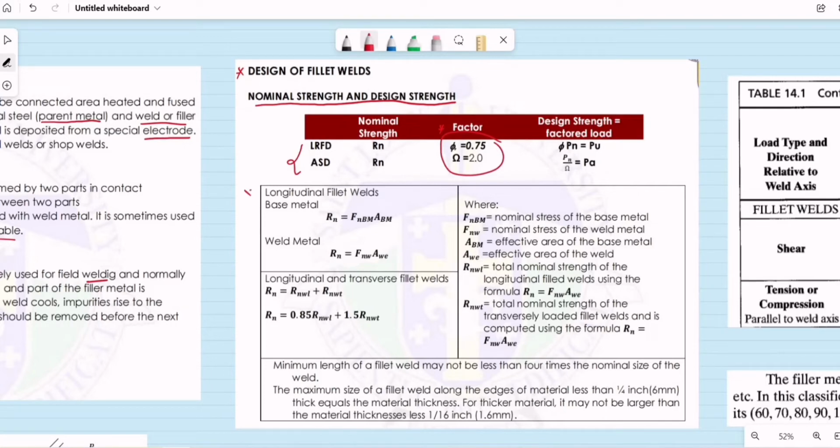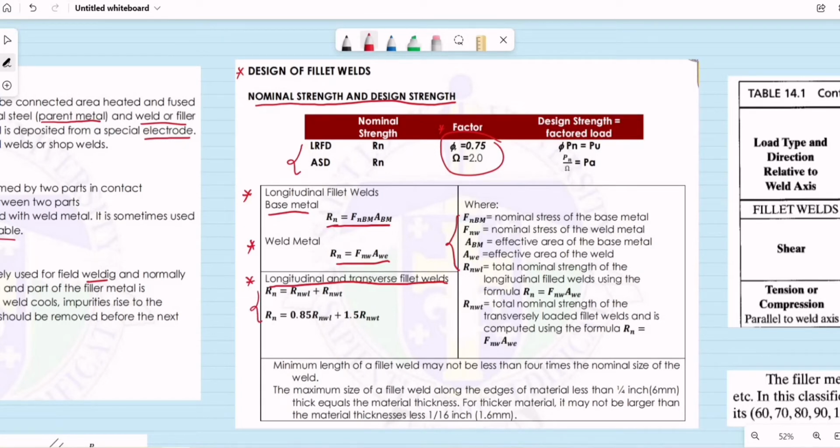When it comes to the first type of fillet welds, the longitudinal fillet welds, for the computation of its nominal strength for the base metal, I will be using this equation. When it comes to the nominal strength of the weld metal, we'll be using this equation. And here are the definitions of terms. Secondly, we have the combination of the two types of fillet welds, the longitudinal and transverse. Then we'll be using these two equations.